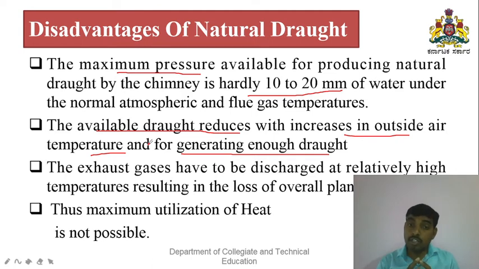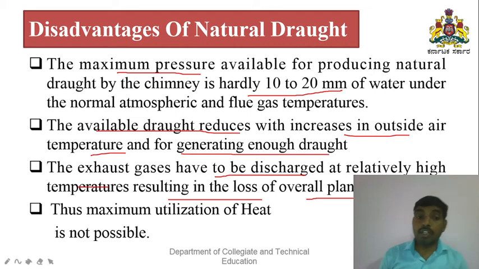This leads to danger for the surrounding public from breathing high temperature air. So this will be the major problem while using these natural draught systems. The exhaust gases have to be discharged at relatively high temperature, resulting in loss of overall plant efficiency. What this point says is that exhaust gases have to be discharged. While running the boiler, simultaneously the flue gas should be discharged outside from the boiler.